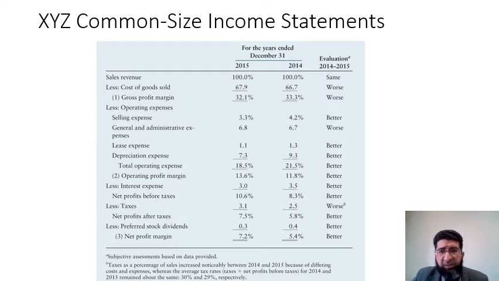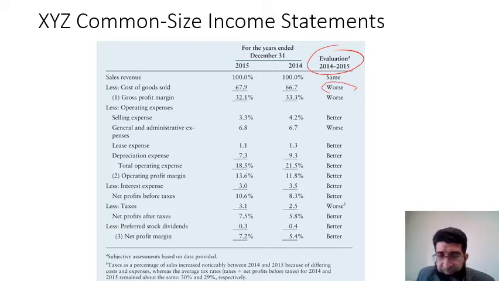Next, we look at the common size income statements. Basically, it means that we divide every figure by sales revenue, and we see what the trend is over the number of years. We can categorize the evaluation into better, worse, or no change. So sales revenue is the same for both years. No change. Cost of goods sold is worse. It fell down a little bit, and we can see it's worse.